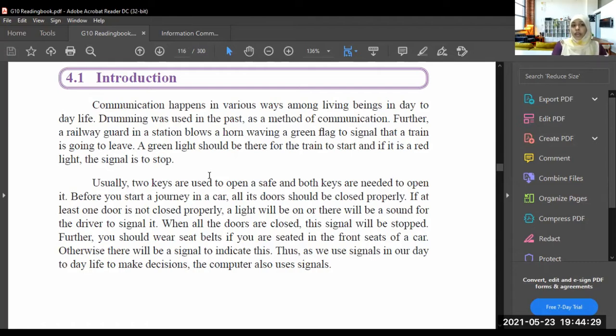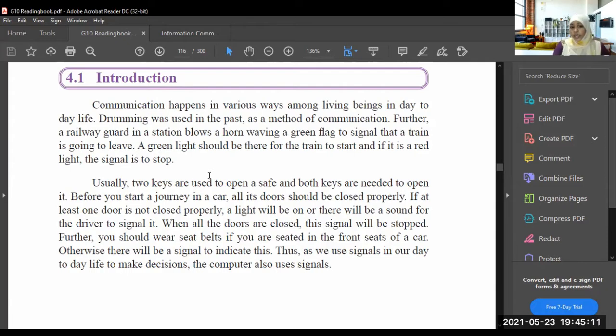Further, a railway guard in a station blows a horn, waving a green flag to signal that the train is going to leave. A green light should be there for the train to start, and if it is a red light, the signal is to stop. So you know these communication methods, right?